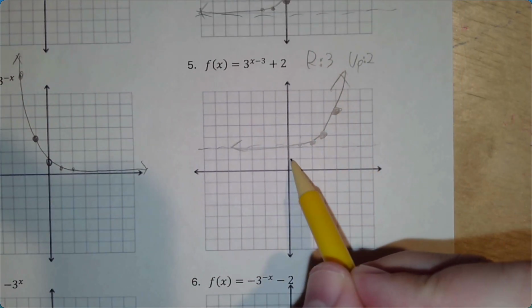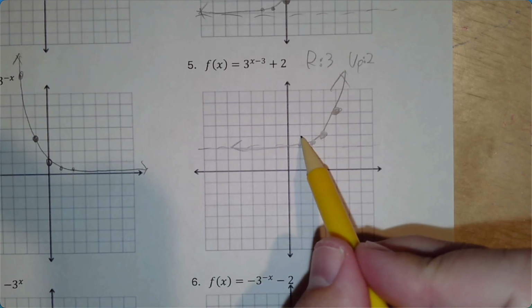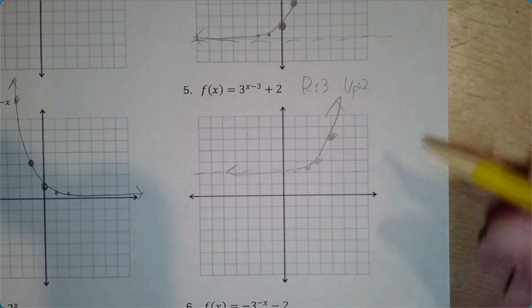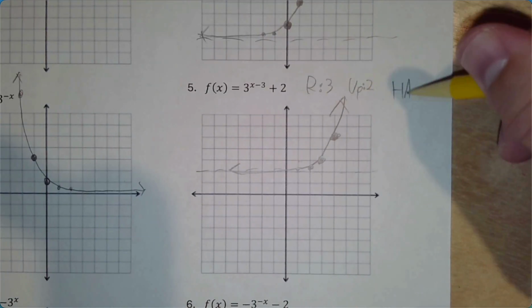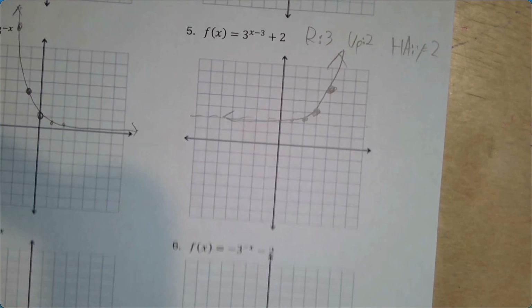But hopefully you see that's what we did. Here was again the original 0, 1 point. It went right 3, up 2. Here was the 1, 3 point that then moved right 3, up 2. And so the same shape is there, but we do have a new horizontal asymptote. It's at y equals 2. All right, we've got one more for this section.